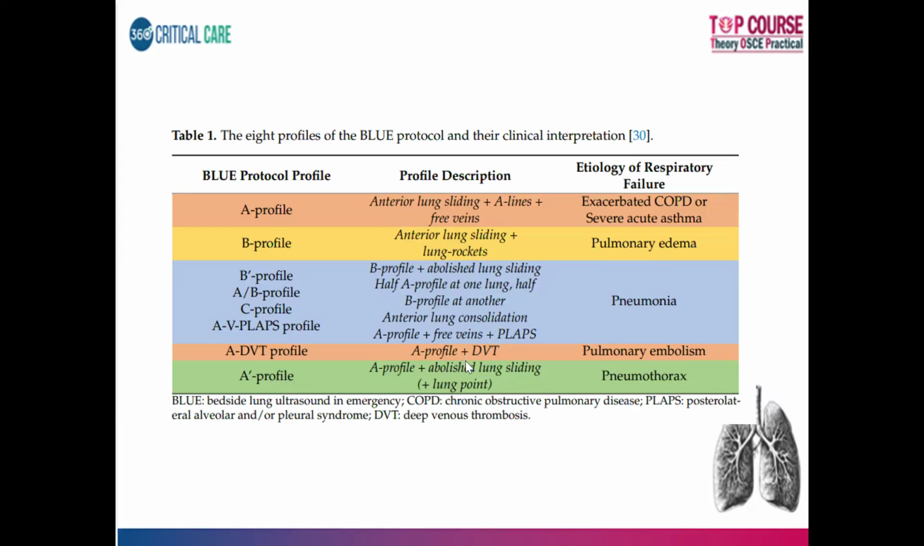What we usually see in BLUE protocol is we have categorized them into A profile, B profile, or AB profile. Based on this, we can also come to a diagnosis of a DVT. That is one of the things that you need to look at. That is why it is called the A-DVT profile. Similarly, we have a B' profile as well, and an A' profile. So what do we mean by A profile? A profile refers to anterior lung sliding present, A lines present with veins being free. Usually A profile refers to a probable exacerbation of a COPD or a severe asthma.